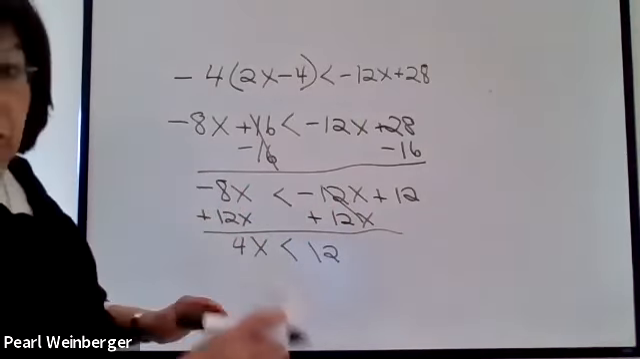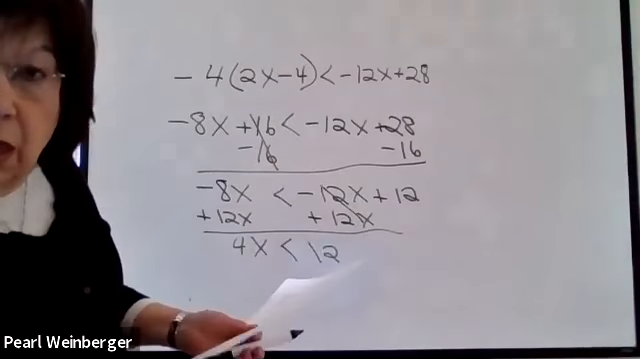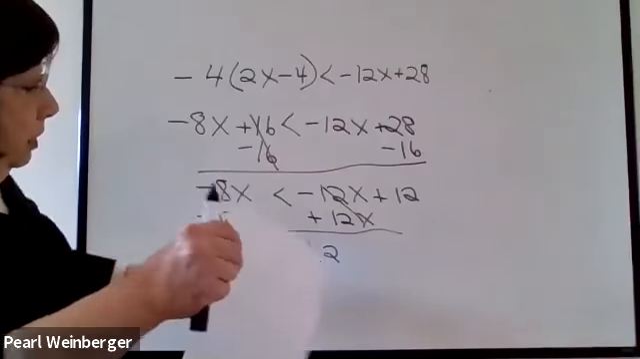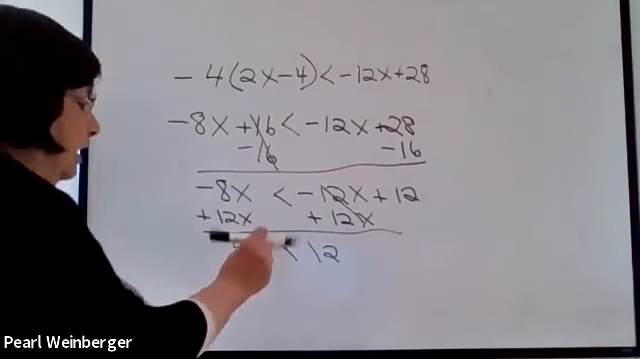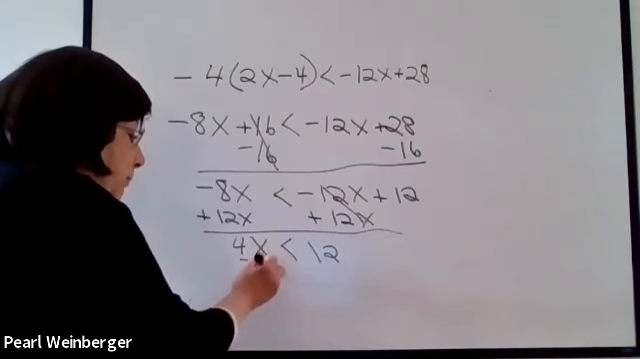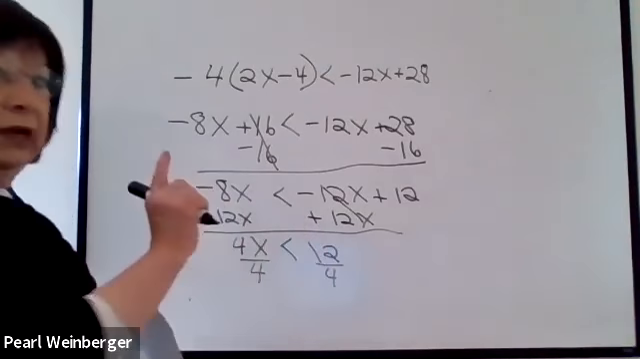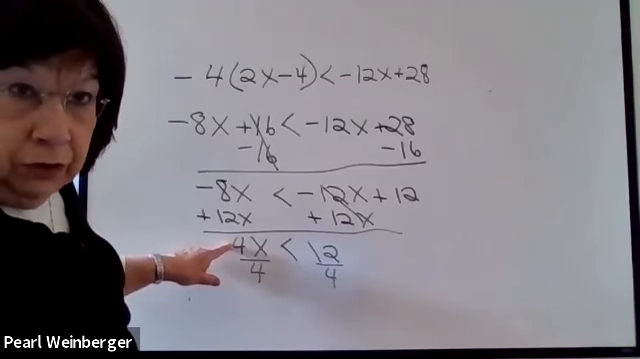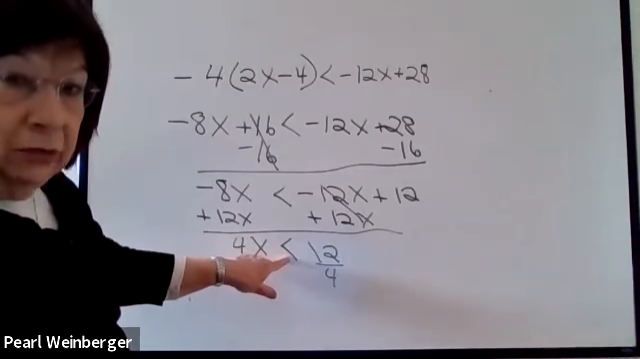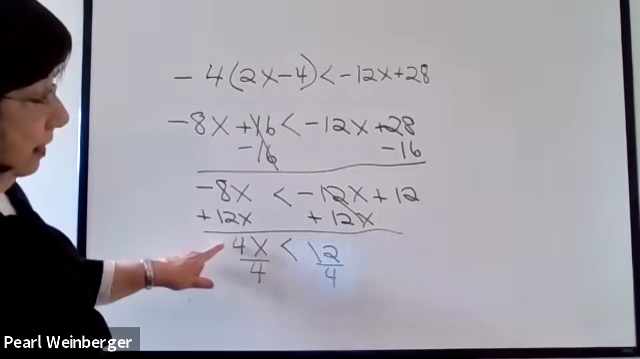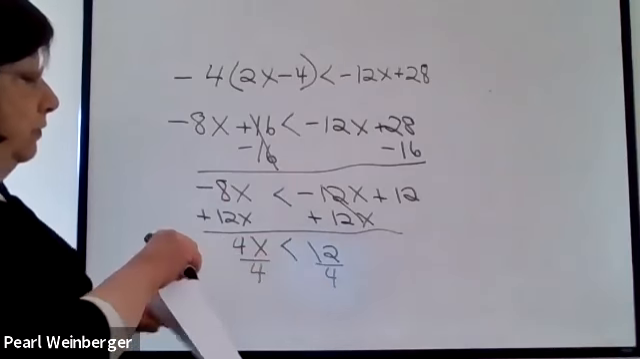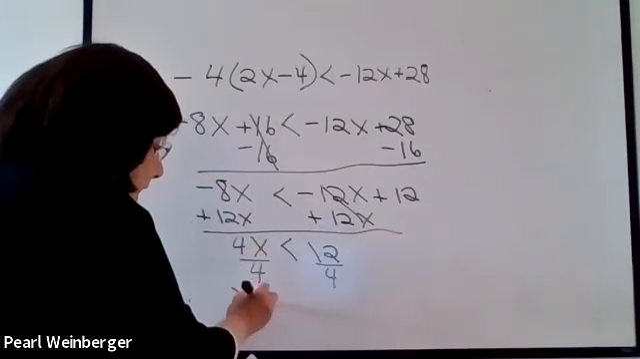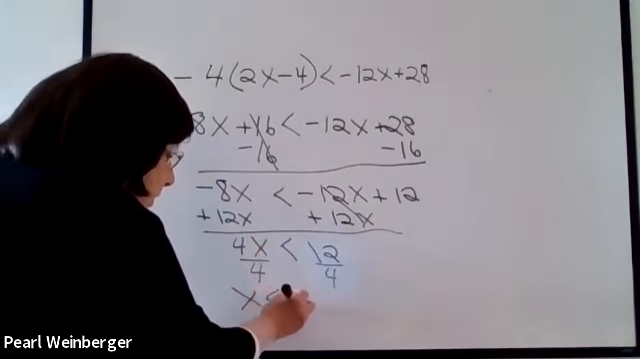And the last step is, of course, to divide by the coefficient of the x. In this case, the number in front of the x is a 4, so I'm going to divide both sides by 4. Here's where I have to be careful. If this number would have been a negative number, I would have had to switch the direction of the inequality. But I'm not. I'm dividing by a positive number, so I leave it the same so that my final answer comes out to be x less than 3.